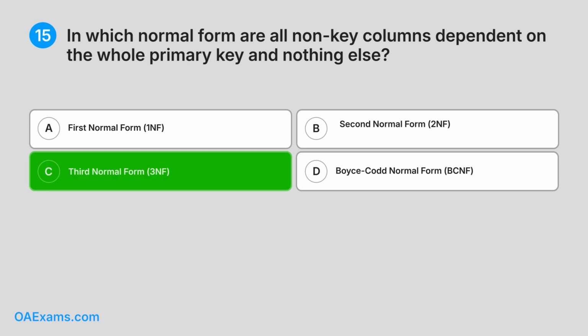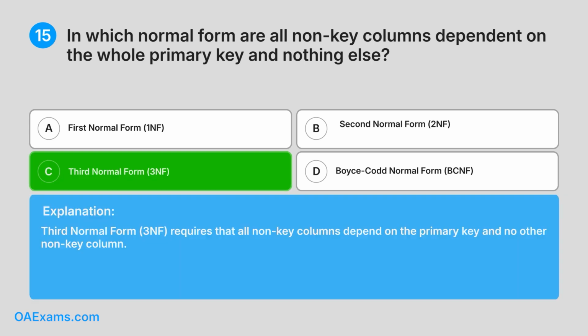Correct answer: C. Third normal form, 3NF. Explanation: Third normal form, 3NF, requires that all non-key columns depend on the primary key and no other non-key column.